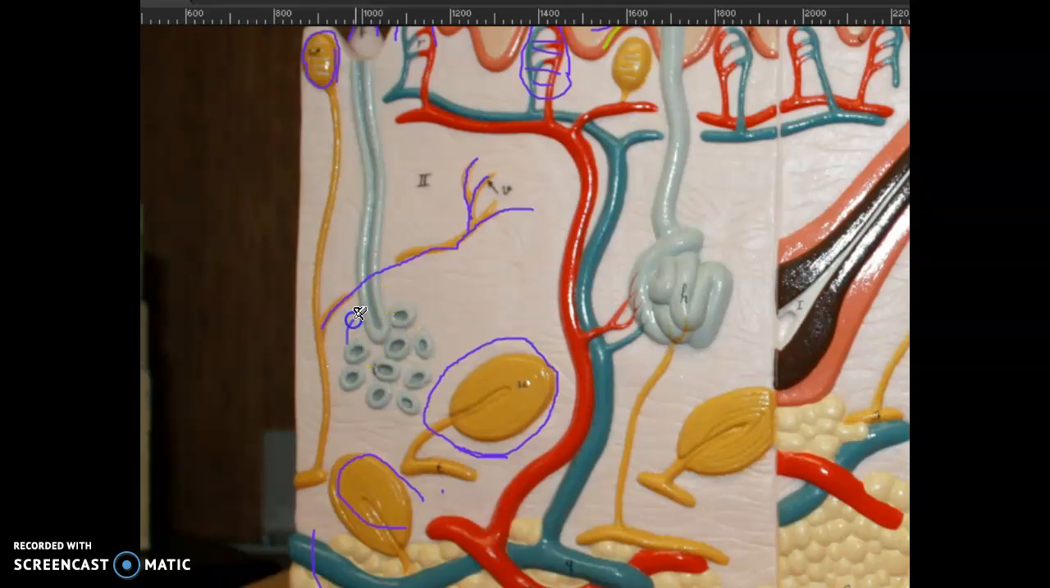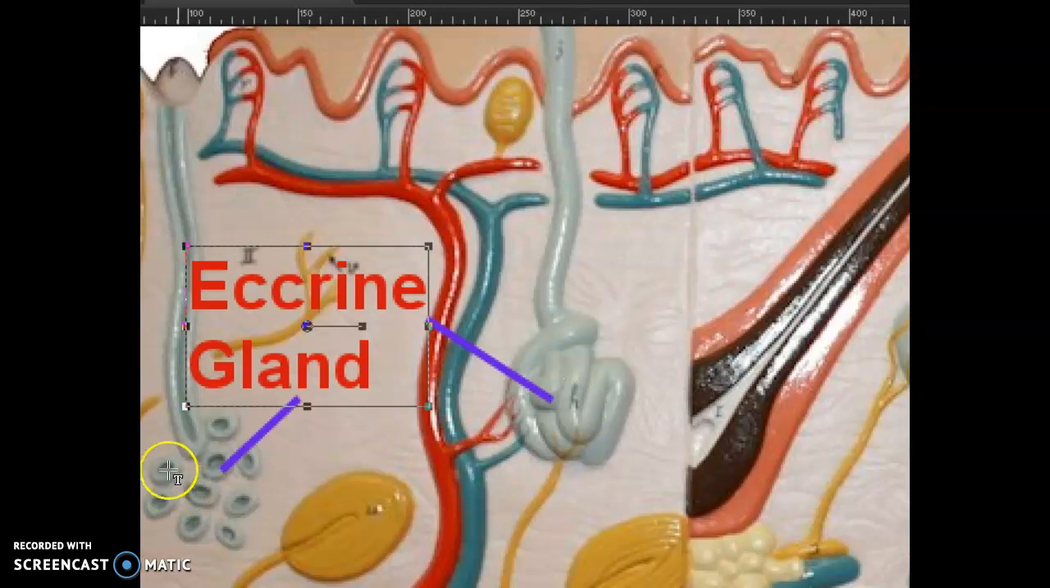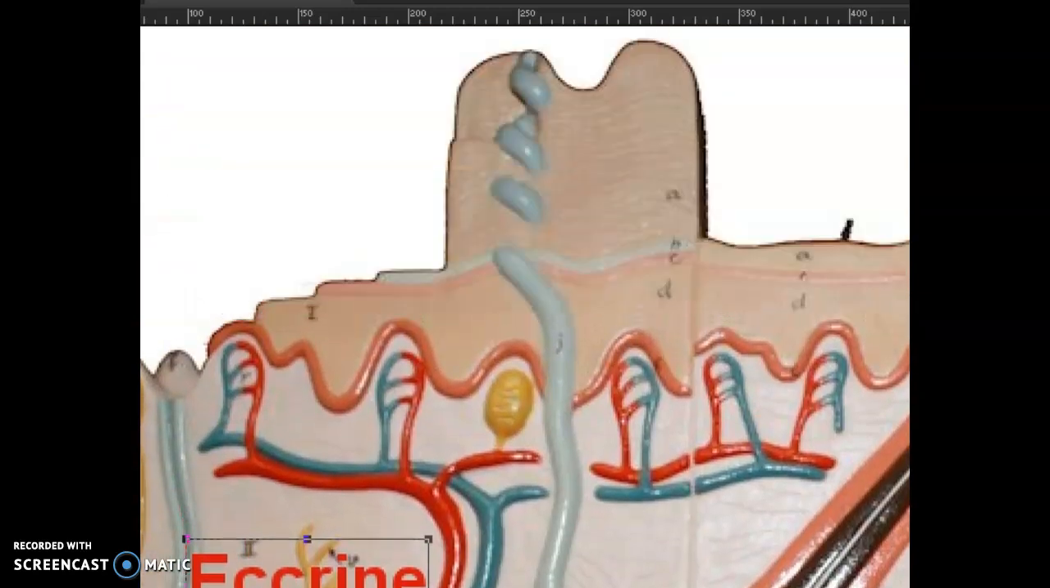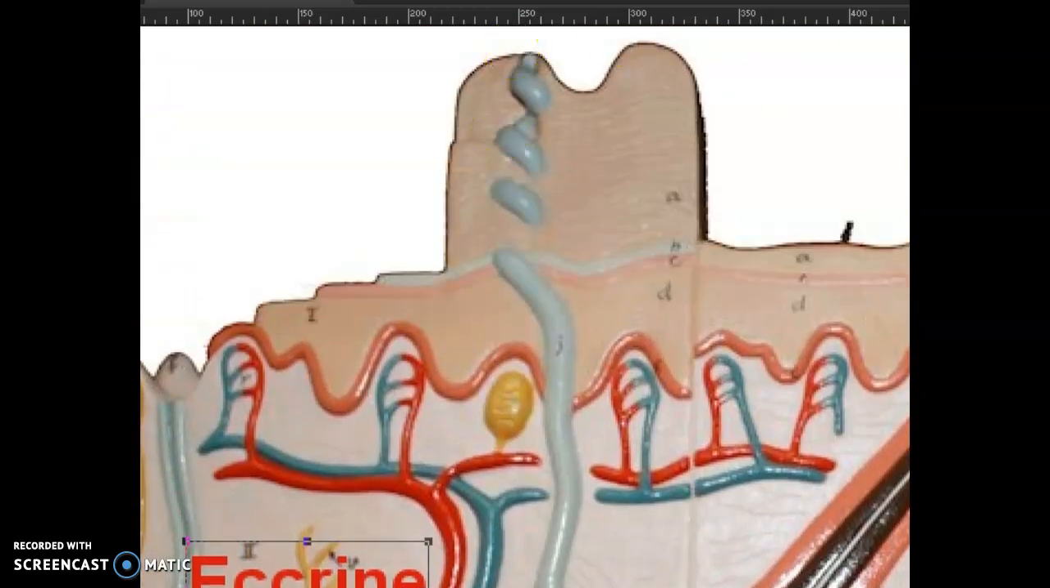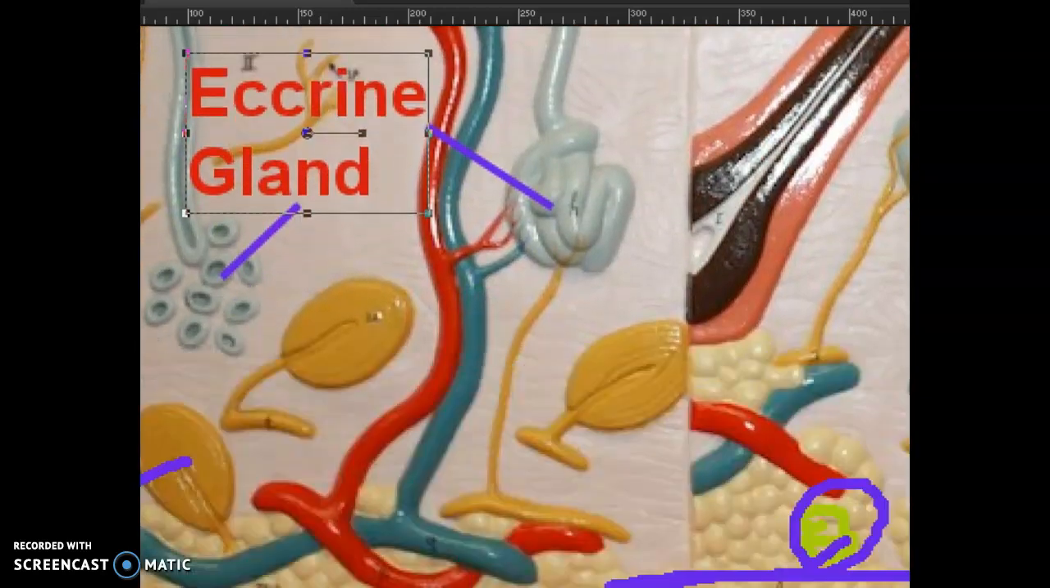Now, we have two eccrine glands. There's one eccrine gland. There's the other eccrine gland. So we have our eccrine glands. As you can see, it's a tightly coiled tube. The duct is going to go all the way up to the surface of the skin. And that is our thick skin.